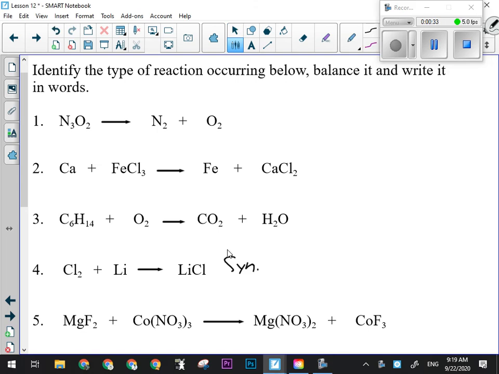The second one we went over was simple decomposition, which is a reaction where a single compound breaks down or decomposes into its 2 elements. Do we have one of those on the board right now? Which one? First one. Then we talked about combustion reactions, where a hydrocarbon reacts with oxygen, and it doesn't matter which hydrocarbon it is, the products are always what? Carbon dioxide and water. Do we have one of those? Which one?